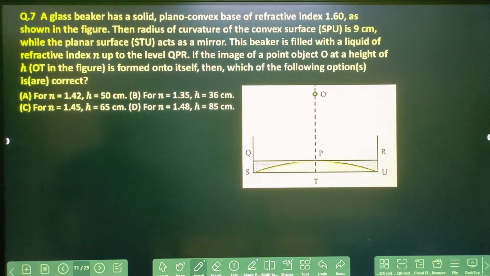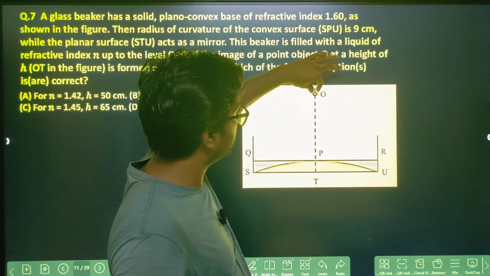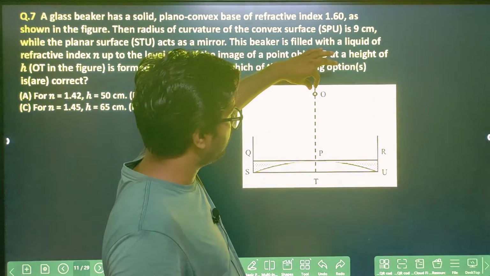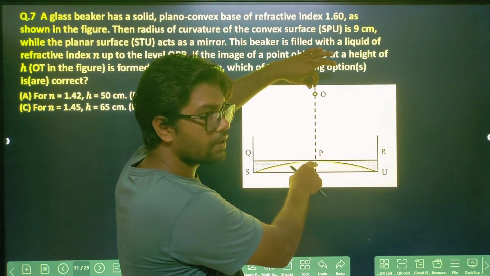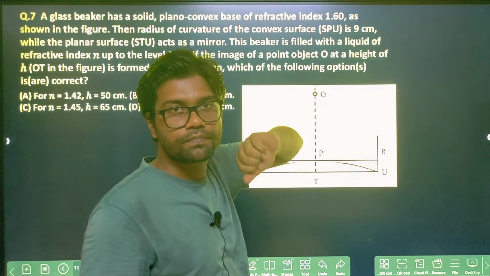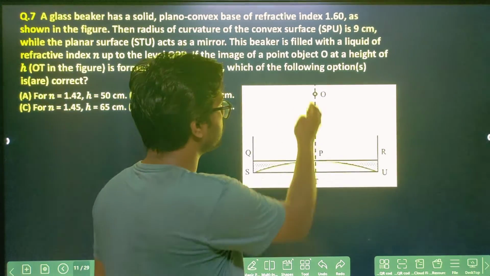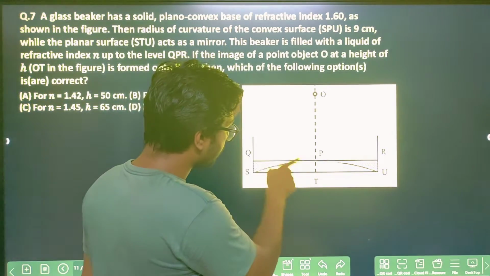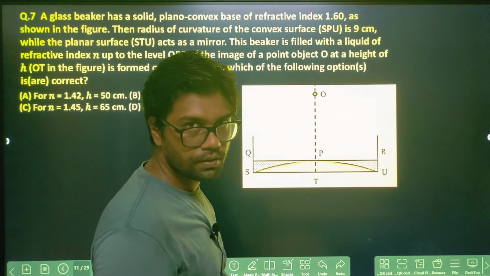Now go for this question. Basically here the object is at this point, and after reflection and refraction the image will be forming here. That's what they are telling in the question, right? The image is also forming here. That means there are two types of lens here, right? There is a plano-convex and a plano-concave.